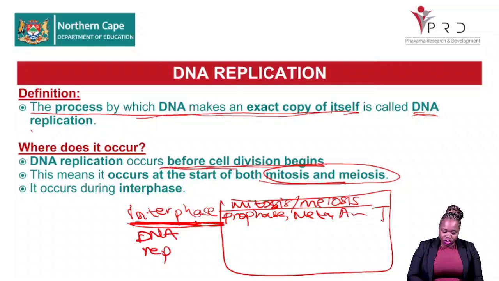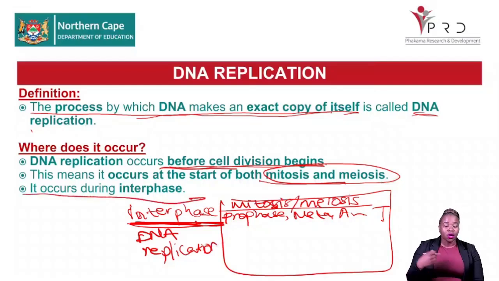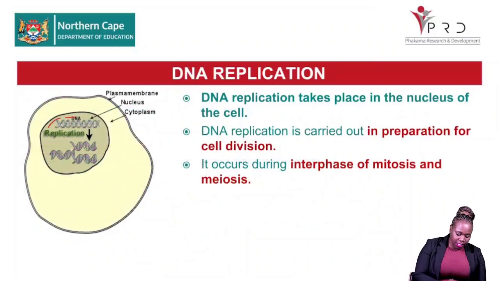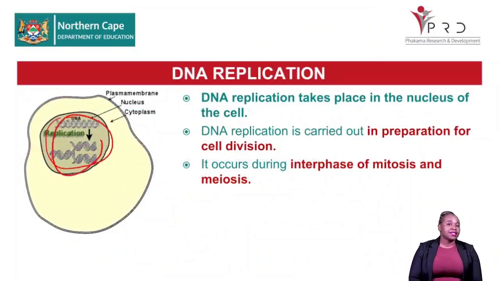This is the cell division part, right? The mitosis and the meiosis part. That is the cell division part. Now, replication takes place before both mitosis and meiosis, before cell division can take place. So it occurs during interphase, which happens before mitosis, before meiosis, in preparation for these two processes, right? So DNA replication would then take place inside that nucleus.